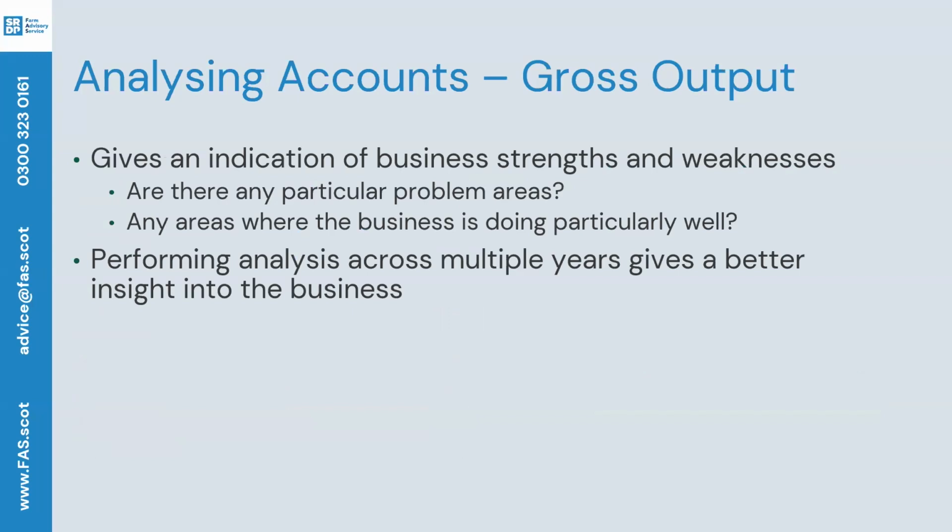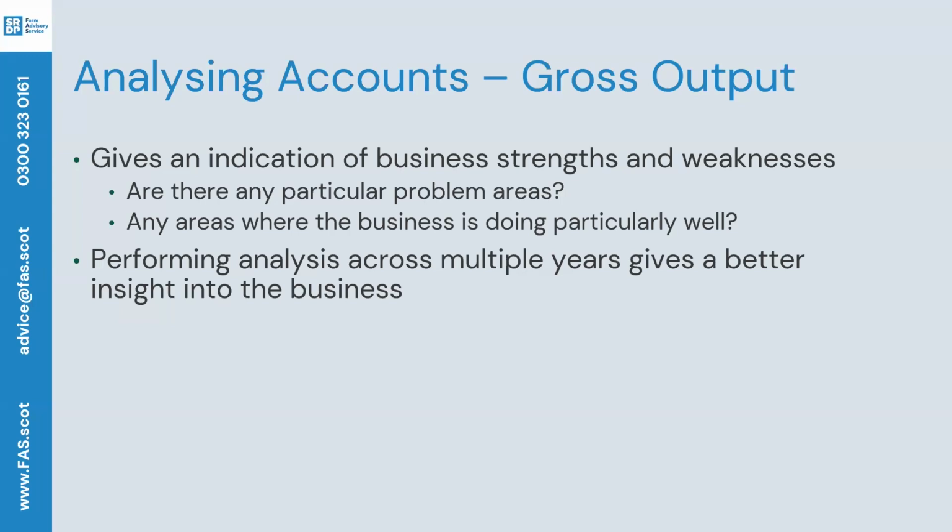Okay, so gross output analysis gives an indication of any particular strengths and weaknesses you have. It might be the case that your finance costs or your rent costs are really low. Well, that's great. That might just be a strength of your business that you can lean on, and that might result in higher profitability, or it might cover up the fact that, because of your specific circumstances, some of those other costs are higher.